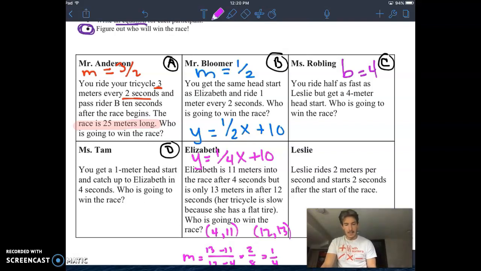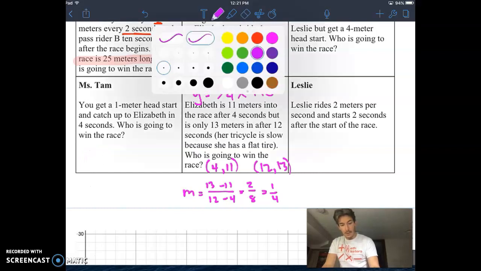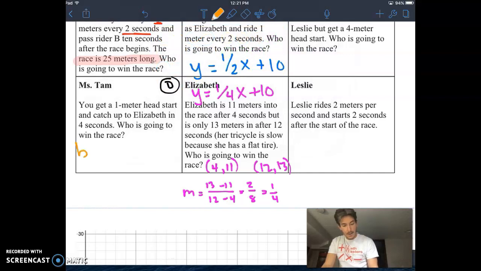I'll get to Leslie in a second, but let's check out Miss Tam here. Miss Tam got a 1-meter head start and was able to catch up to Elizabeth in 4 seconds. We've got to use a different color for Miss Tam just to make the graphing a little bit more visual. Let's use orange. b equals 1, and so we've got this setup here, y equals mx plus 1. We're going to be able to figure that out if we use this information: she could catch up to Elizabeth in 4 seconds.